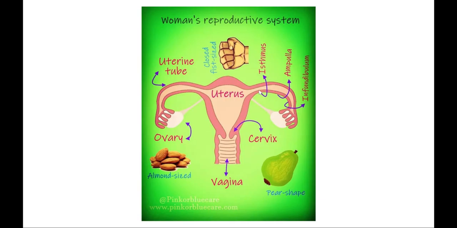Now I want you to notice something. Here at the isthmus, that's where it connects to the body of the uterus. It's a little bit narrower, right? So if there's any kind of scarring or damage to those tubes, sperm can't get through.